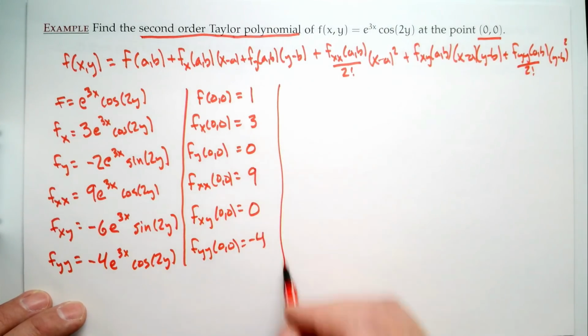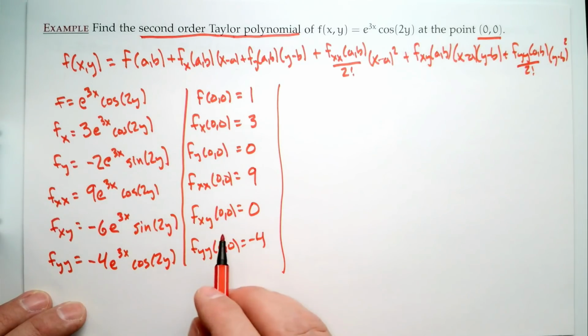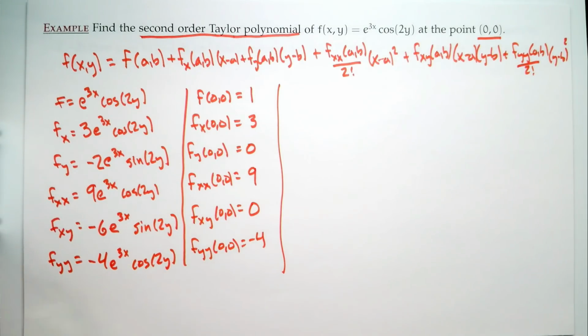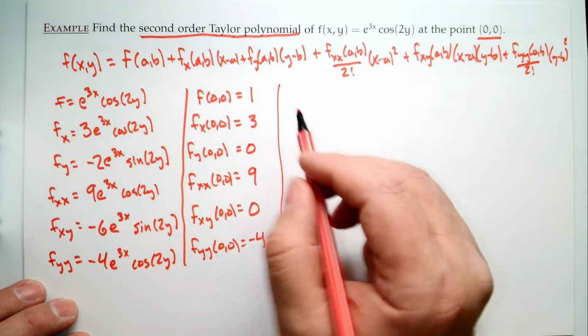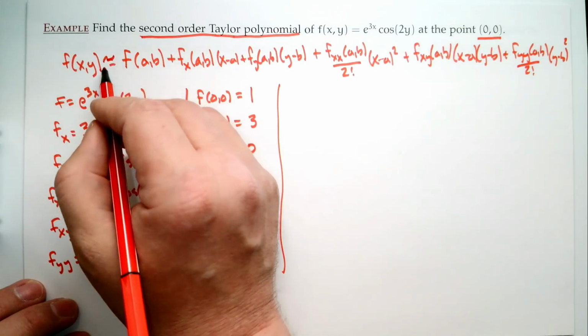All right, so we took our derivatives. We evaluated all our derivatives, and the last thing to do is to plug them in. So that's why it's good to know the formula. So we can say that our Taylor polynomial, oops, I should have said this is approximately.